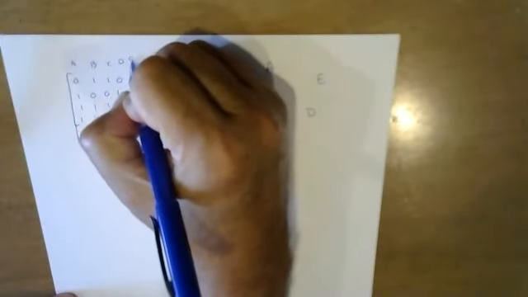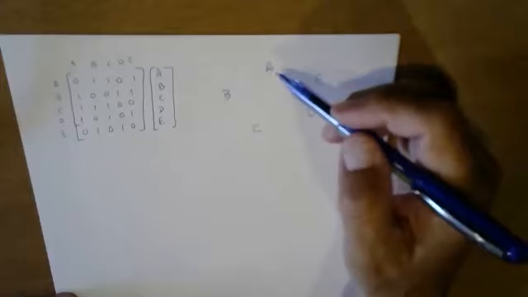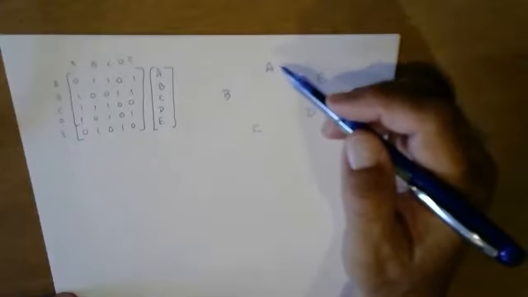Let's see. I'm even going to write them across the top. A, B, C, D, E. A, B, C, D, E. A does not go to A, goes to B.